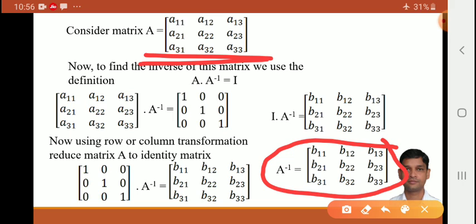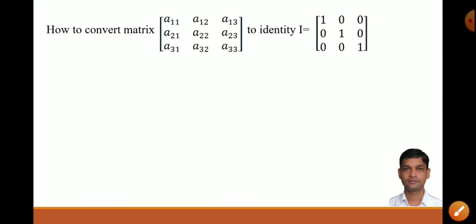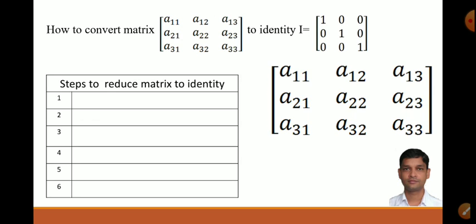The main part is that we have to reduce this matrix to identity by using row or column transformations. Okay, see how the problem will appear, how to convert matrix A into identity. This is the main theme of this problem. Suppose we have to convert this matrix to identity. We first write this matrix. What steps do we have to follow?